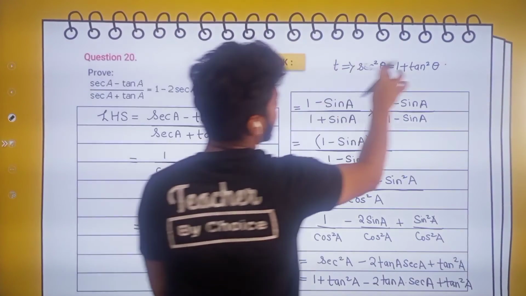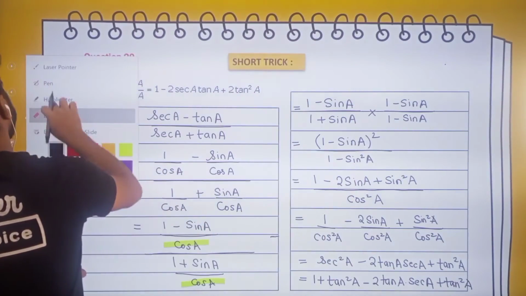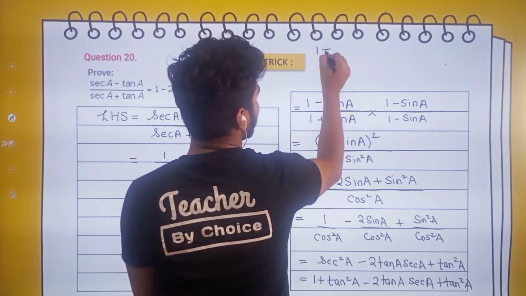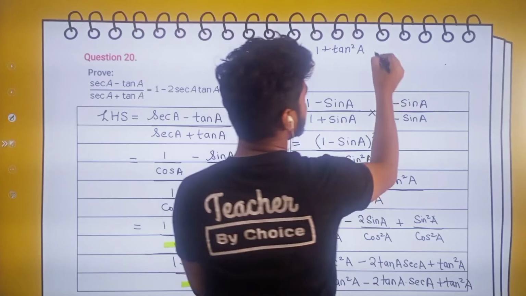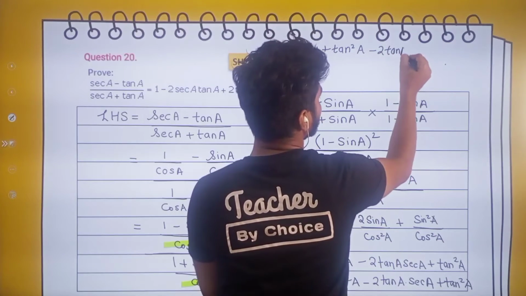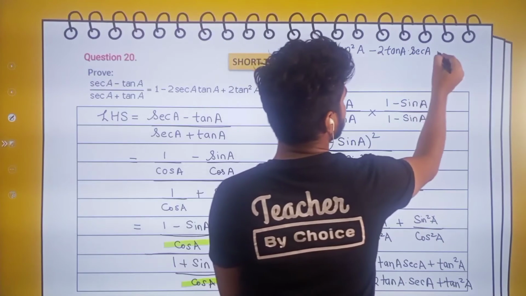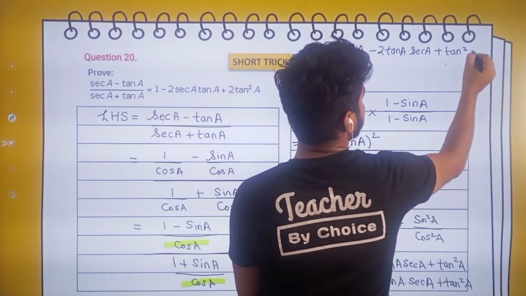Okay, I will write it here, you won't be able to see otherwise. I am writing the final step. 1 plus tan square a, minus 2 tan a into sec a, plus tan square a. This is the step I wrote in the last line.